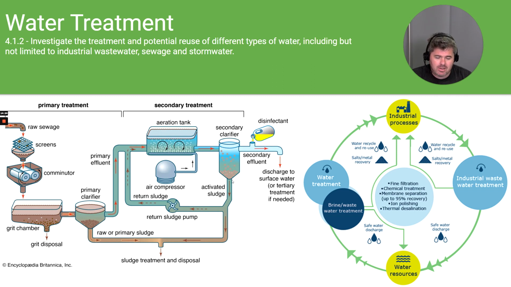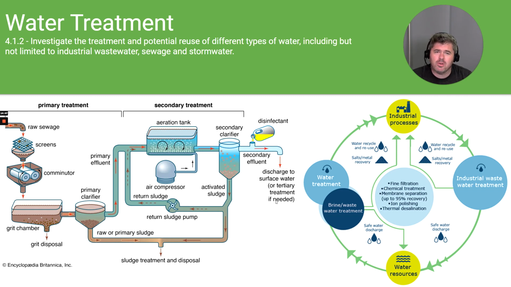Now, in that case, it becomes activated sludge, and once again, either goes down here into sludge treatment and disposal, or if it's too small, gets sucked up through this fan and goes through the cycle again. And once it's finished there, it can go out to the secondary effluent and is disinfected.